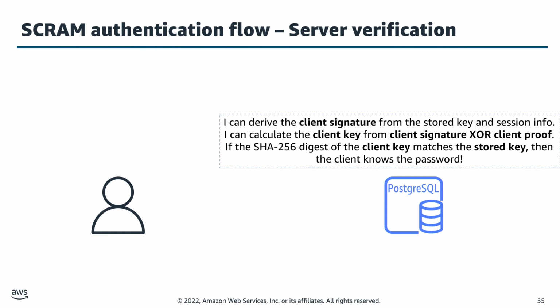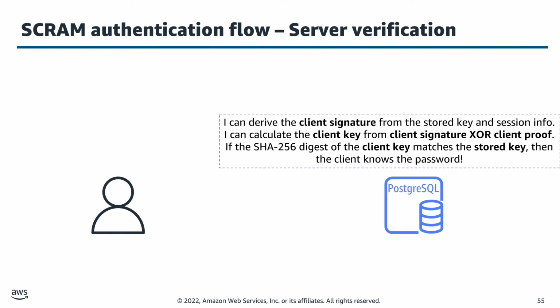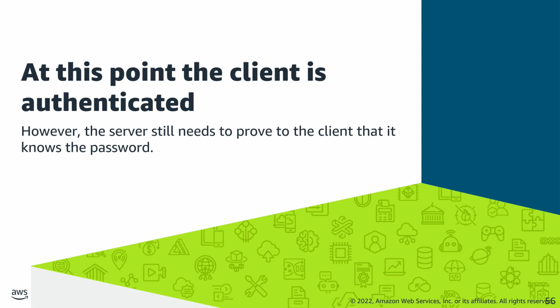Now, how can the server actually do that? I'm making a very big claim right here. The thing is that the server can derive the client signature from the stored key in the session info, because remember, the server has the stored key already stored, and the server has all the session info because we've been exchanging it back and forth. So it can derive the client signature. And if we XOR the client proof with the client signature, we get the client key. Presuming that everything's done correctly, we have the actual client key, and if the SHA-256 digest matches the stored key, cool, we've determined that the client knows the secret. We did it. The client is authenticated.